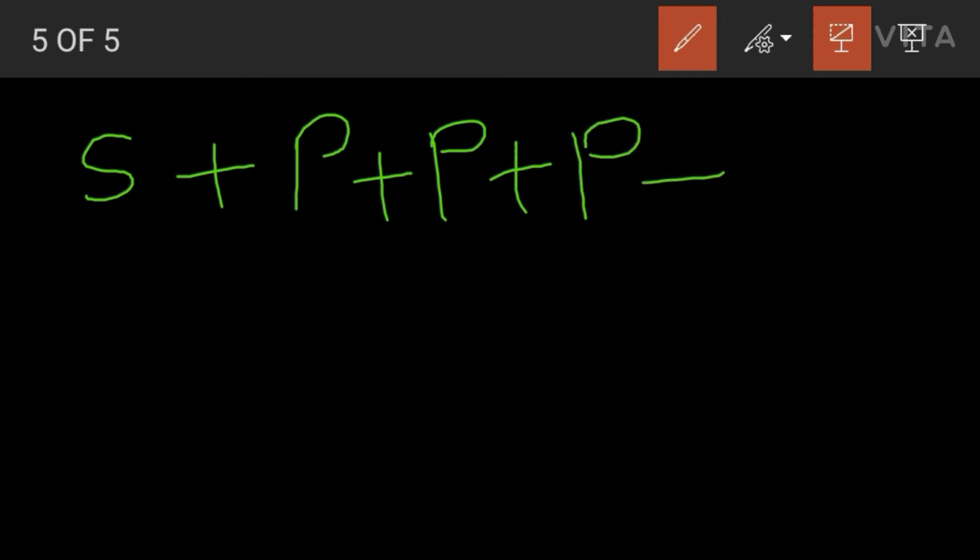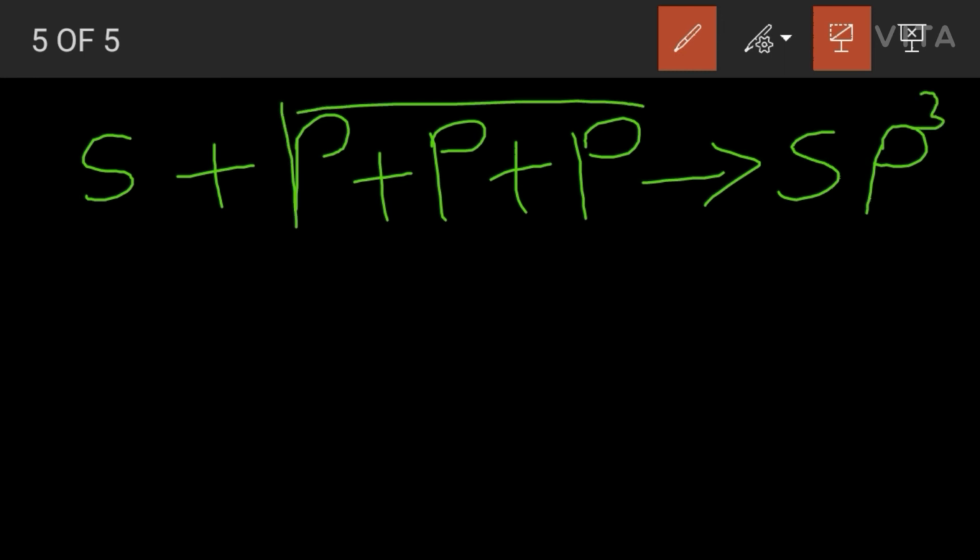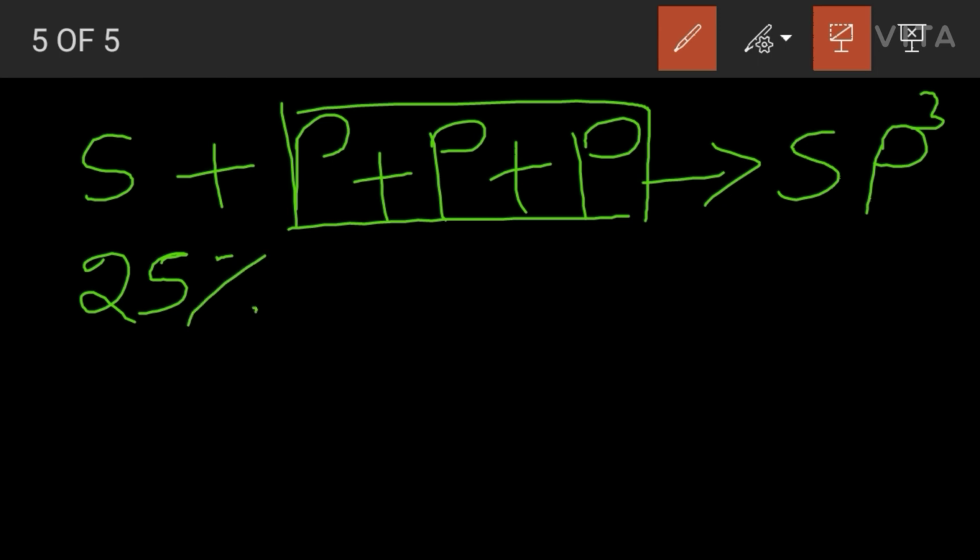Now we will discuss the percentage of s and p characters in sp3, sp2 and sp hybridization. In sp3 hybridization, one s orbital combines with the 3 p orbitals to form sp3 hybrid orbitals. Here 3 p orbitals are mixed with the 1 s orbital. That's why the percentage of s character is 25%, and 75% is p character.